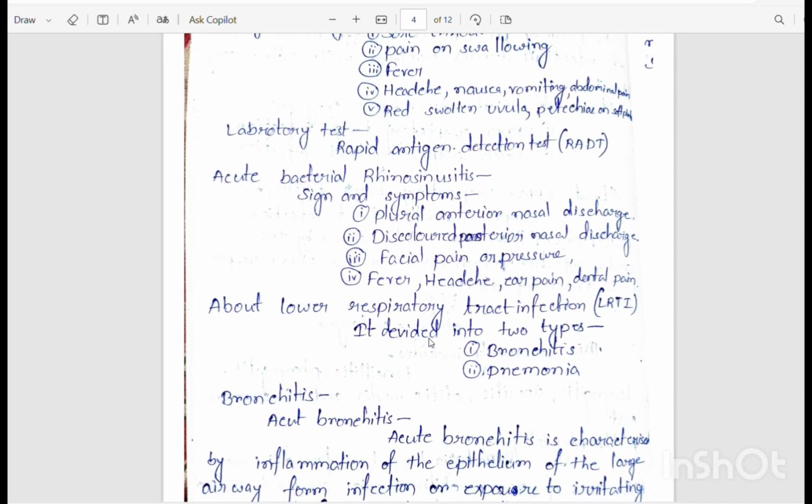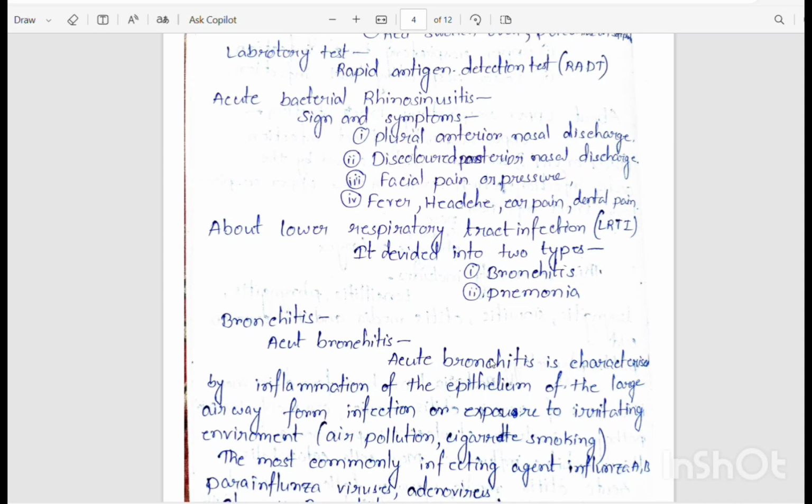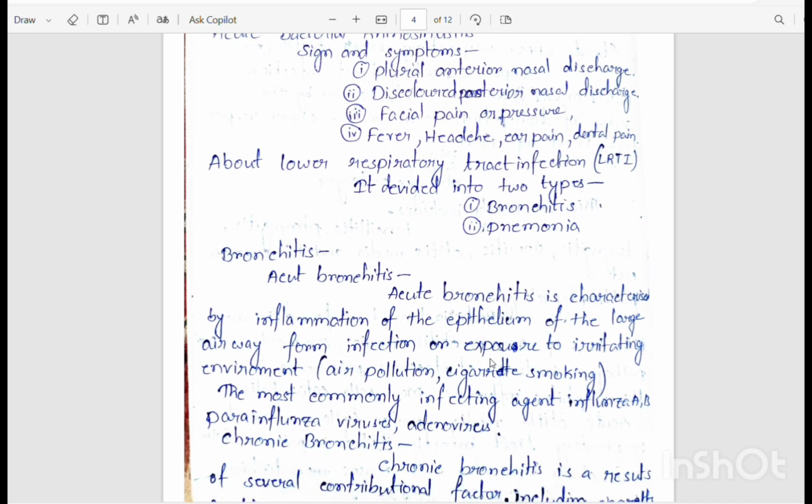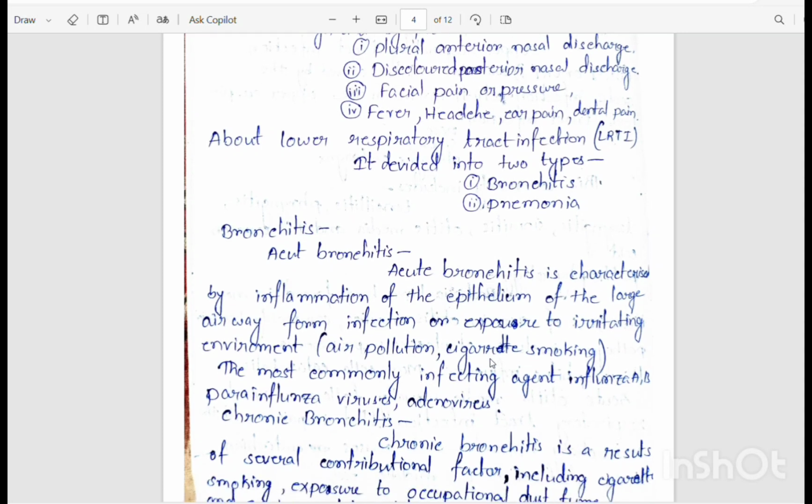Now we will move to lower respiratory tract infection. It is divided mainly into bronchitis and pneumonia. Bronchitis is also divided into two types: acute bronchitis and chronic bronchitis. So what is acute bronchitis? Acute bronchitis is characterized by inflammation of the epithelium of the large airway due to infection or exposure to an irritating environment. Mainly acute bronchitis lasts a short time but it is very infective. It can cause a lot of damage.